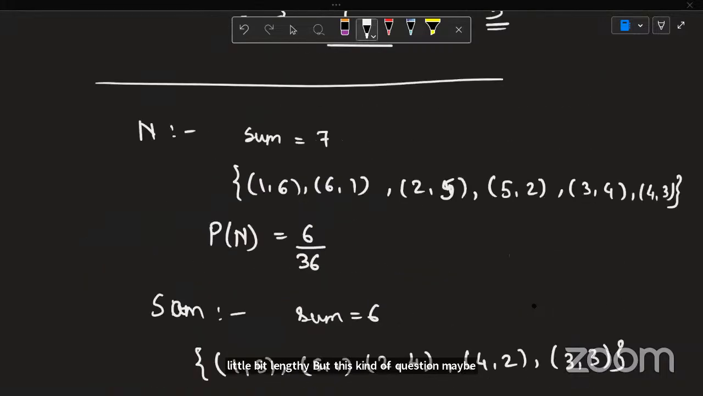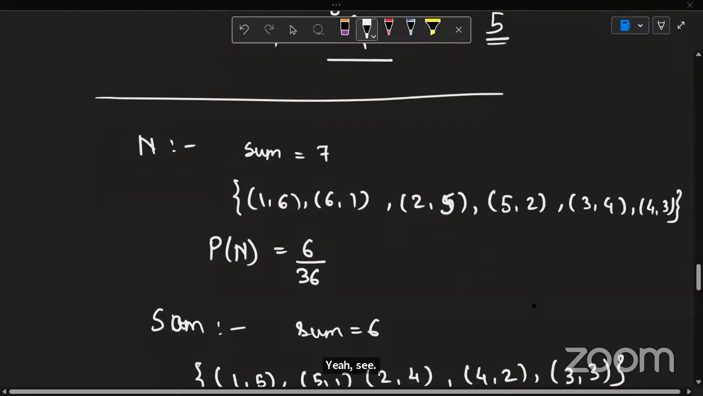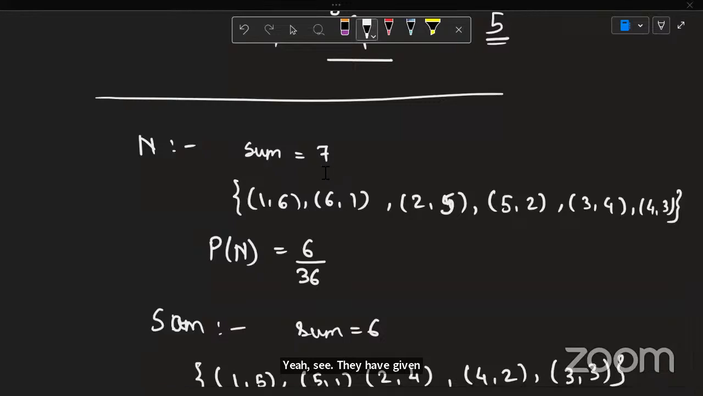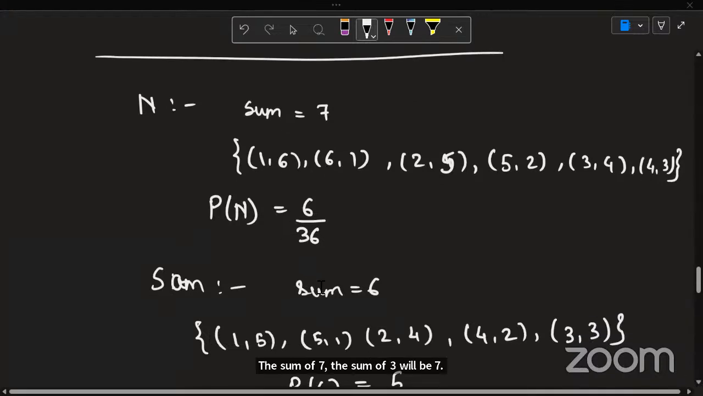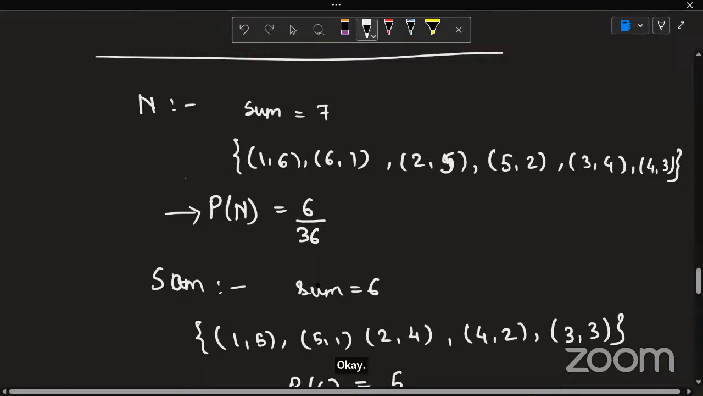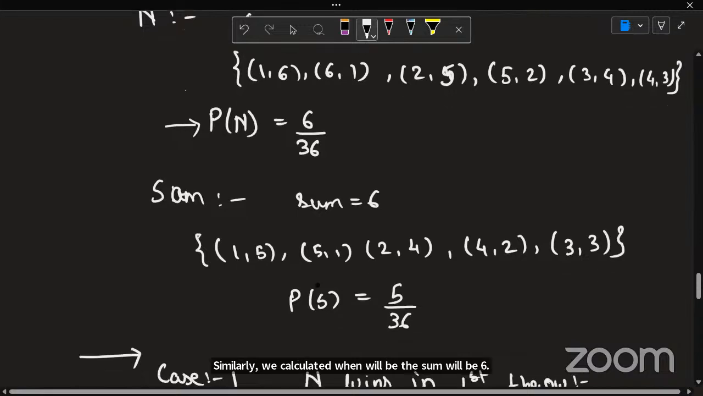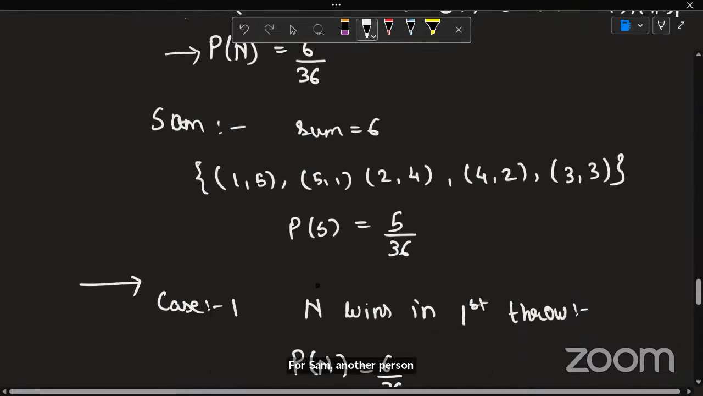See, they have given that N will win if she throws 7. The sum of the throw will be 7 before S throws the sum of 6. So we just calculated the probability for N having the sum 7 on the first trial. It will be 6 by 36. Similarly, we calculated when the sum will be 6 for Sam, the other person. So it goes to 5 by 36.